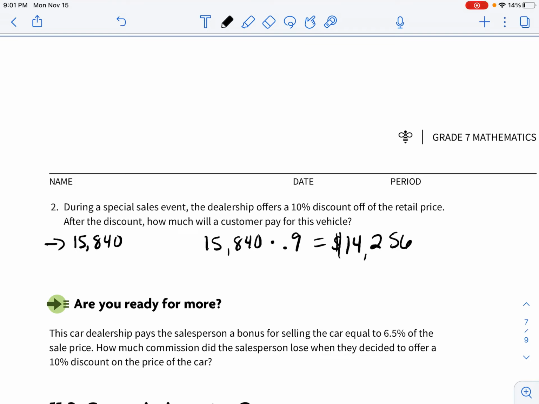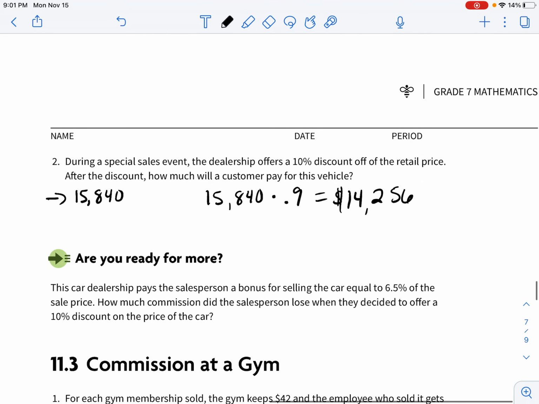That's going to be 90% of the original cost. So you save $1,500 on the sales price of the car. And if you note, they're still making $2,256 on selling the car.